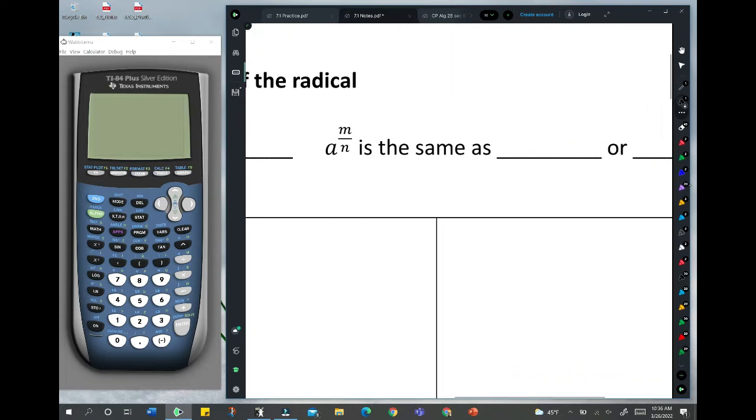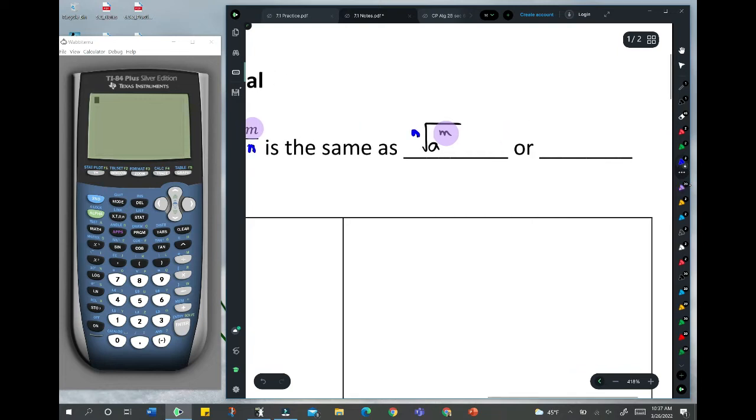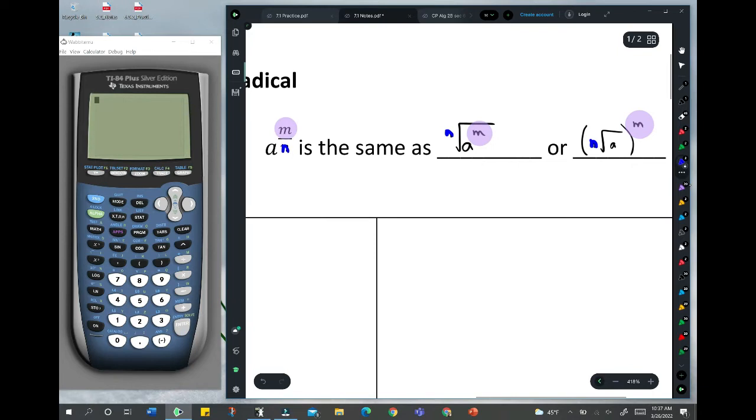Furthermore, a to the m over n is the same exact thing as the nth root of a to the m. So the numerator goes inside and the denominator is always your index. And it's also the same thing as the nth root of a and then the m outside. Okay, they're really the same thing. I wouldn't take points off if you have it either way. Key thing, index is always the denominator.